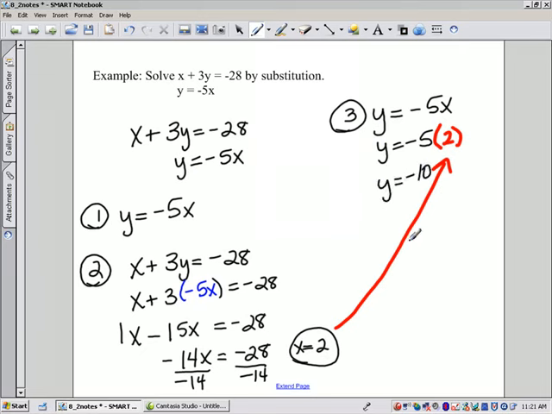So our fourth step, if you will, is to write the solution. So our solution set is the ordered pair 2, negative 10. Now how can I check? If I plug in 2 and negative 10, I should get a true statement. 2 plus 3 times negative 10, which is really 2 plus negative 30, is negative 28, so it checks. y is equal to negative 5x. If we have y, which is negative 10, is equal to negative 5 times 2, so that is correct. So since that ordered pair checks in both equations, we know we've done our work correctly.